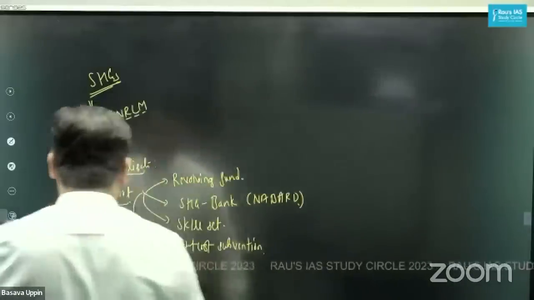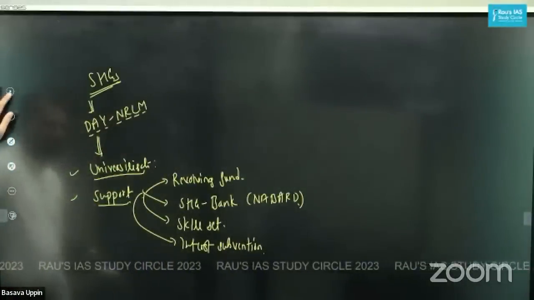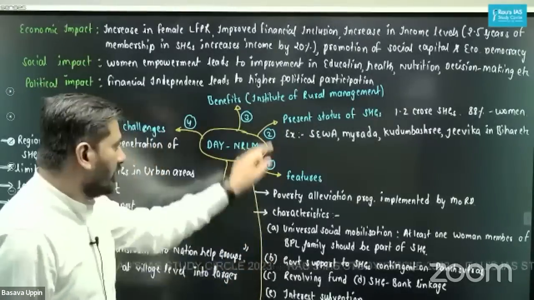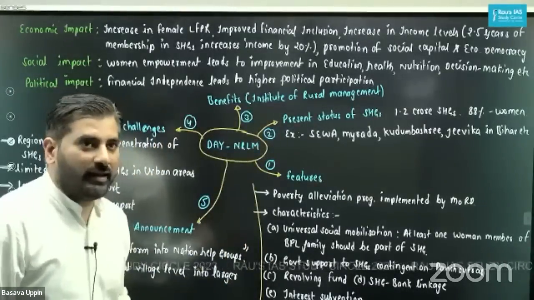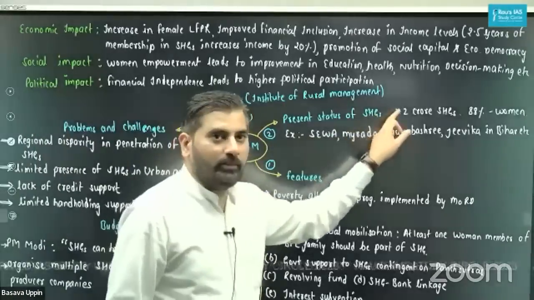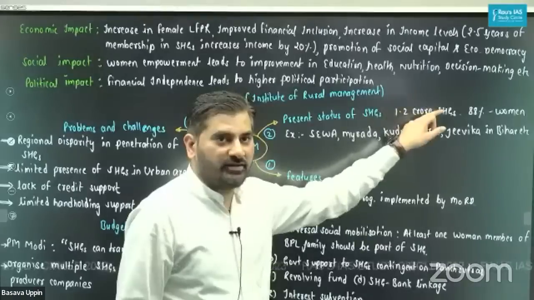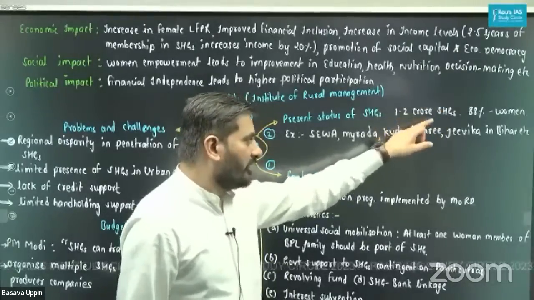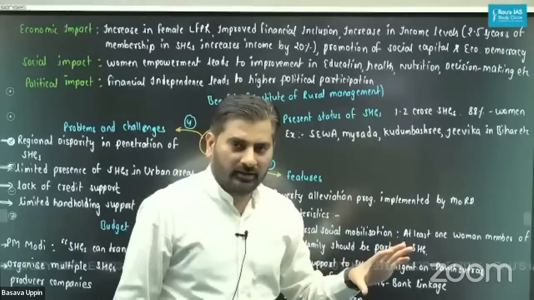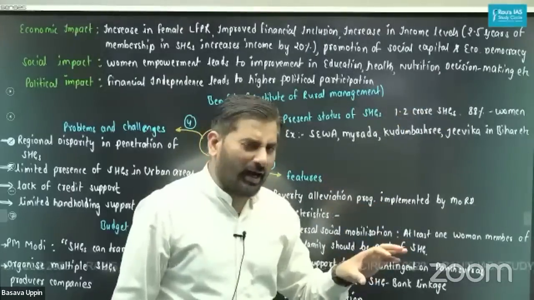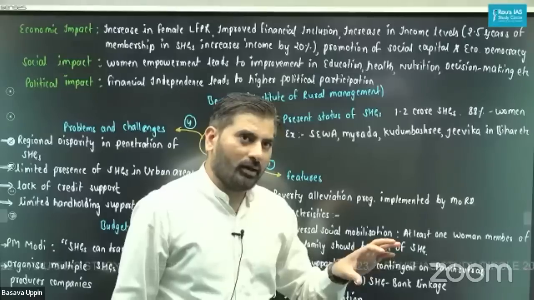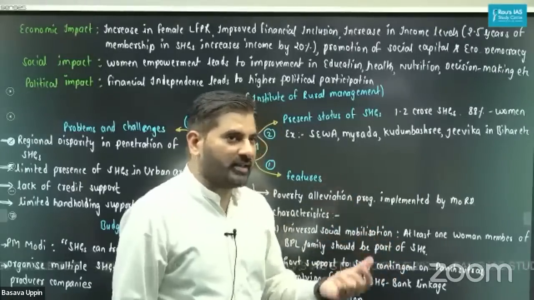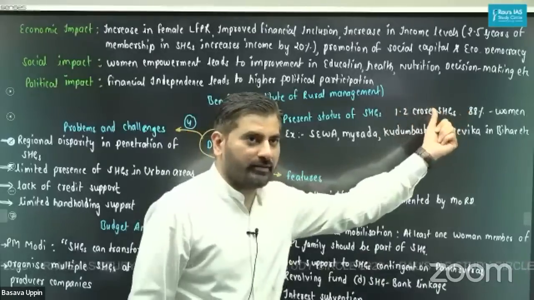So let's look at the mind map. You can see all these features I have explained. Look at the present status of SHGs in India. How many SHGs do we have? 1.2 crore SHGs, and 88% of members of SHGs are women. And what you must understand is, are SHGs purely only for women? We can have SHGs for men also, right? But the majority of SHGs are women-led SHGs.